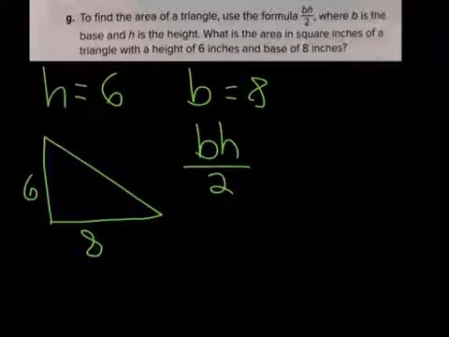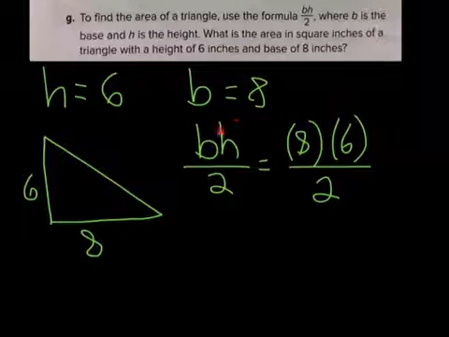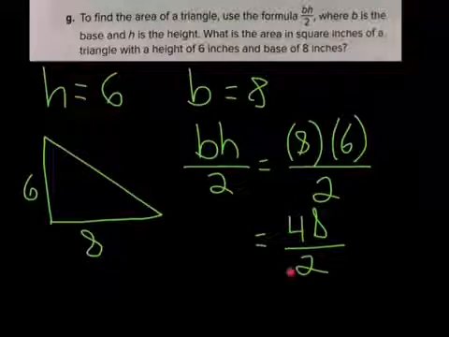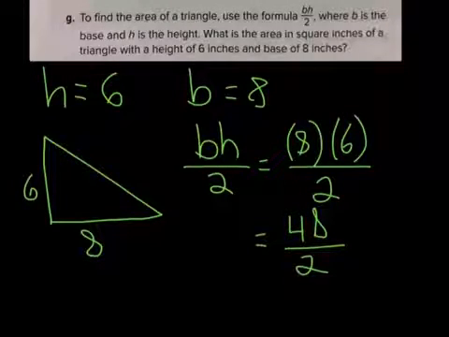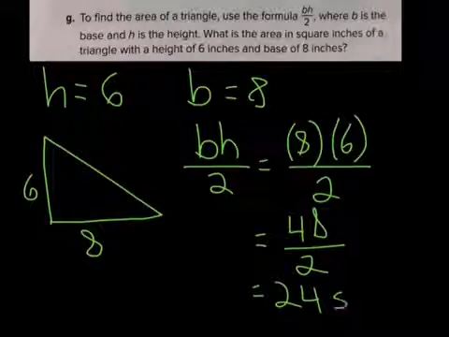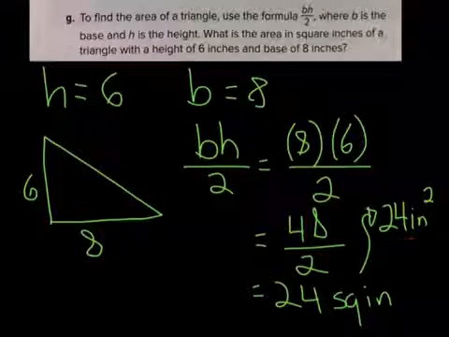So we have our formula. Now let's replace the variables. Base is 8 and height is 6, all over 2. When I multiply 8 times 6, I get 48 over 2. And now 48 divided by 2 is simply 24. 24 square inches. Or 24 inches square.